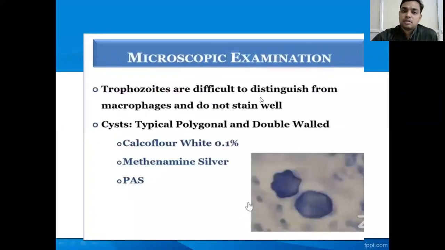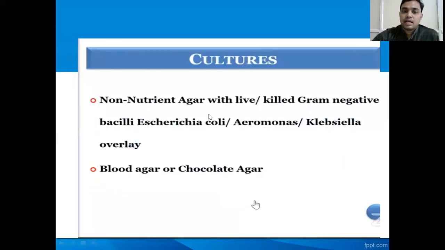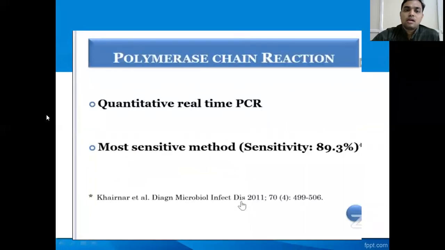In microscopic examinations, it is very difficult to distinguish between the trophozoites and macrophages, because the trophozoites do not stain well. And cysts appear as typical polygonal, double-walled structures. They can be stained with the help of calcofluor white 0.1%, methenamine silver, and periodic acid-Schiff stains. The cultures used here are non-nutrient agar, blood agar, or chocolate agar. Polymerase chain reaction is the most sensitive method of identifying acanthamoeba keratitis. So this is about the various diagnostic modalities we use in acanthamoeba keratitis.